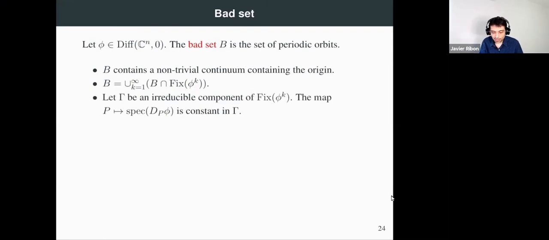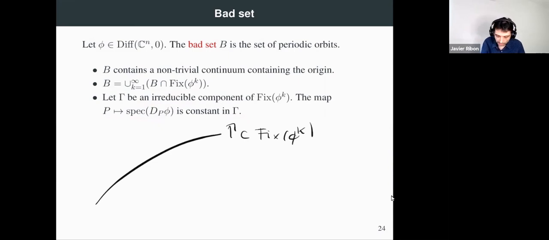And what happens is, if we have some irreducible component gamma of the fixed point set of some of the iterates, this map that sends P to its spectrum is constant in gamma. And so if we have here a gamma, which is contained in the fixed point set of some iterate, here it should be K, of course, what happens is that this map sends P to the spectrum, but the spectrum never contains eigenvalues of modulus different from 1 by the stable manifold theorem.